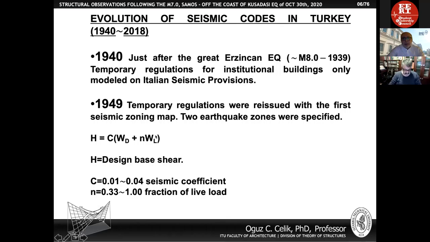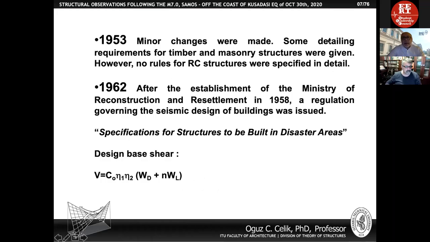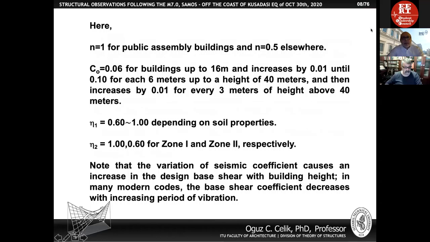Everything actually started in 1939 with the Great Erzincan earthquake. The magnitude was about 8.0 or 7.9 in 1939. After the earthquake, in the 1940s, temporary regulations for institutional buildings only were modeled on an Italian seismic provision. Nine years later, in 1949, temporary regulations were reissued with the first seismic zone map, and two zones were specified. I'm not going into details about those coefficients here because it's quite wide, but quite low seismic coefficients, 1% to 4%, were chosen to design buildings in those years. Then in 1953, there were some minor changes.